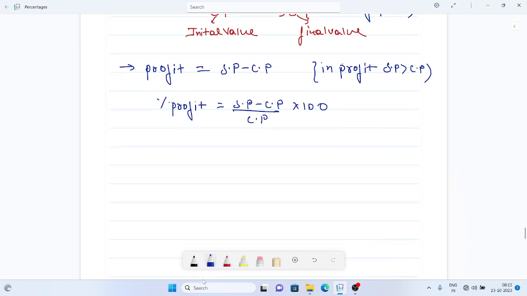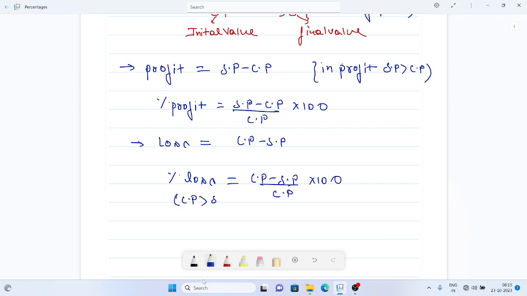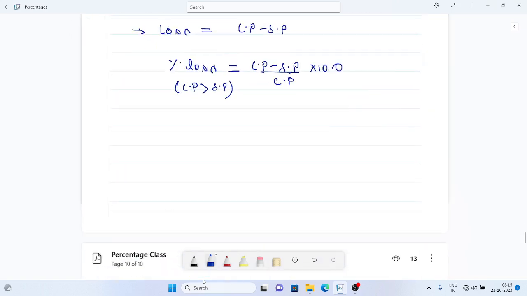Similarly, loss is nothing but cost price minus selling price. So percentage loss is nothing but initial value minus final value, again upon initial value into 100. Here cost price is greater than selling price. Now this is profit and loss.